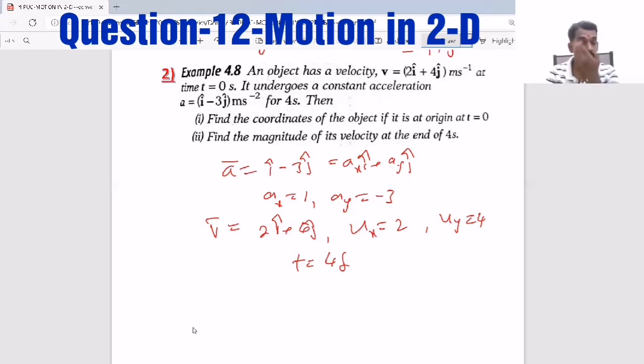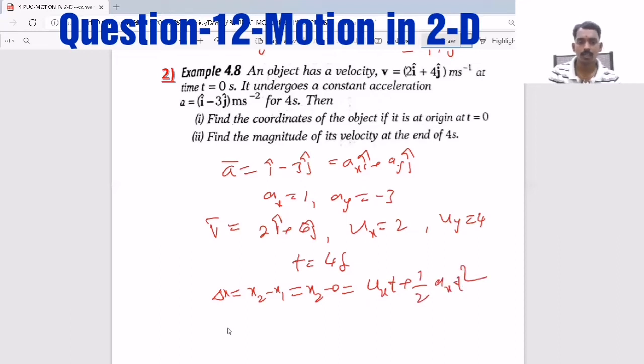Now it is at origin, means initial position is 0. So x1, y1 are 0. Now the final position. So delta x equals x2 minus x1 equals x2 minus 0 equals x, which means displacement. For constant acceleration, what is the displacement formula? ut plus half at square. But for x, it will become uxt plus half axt square.